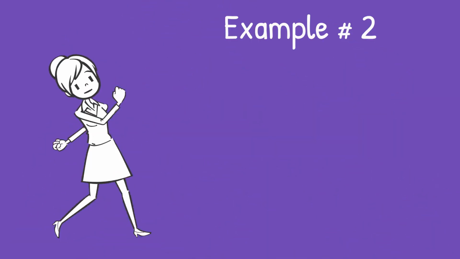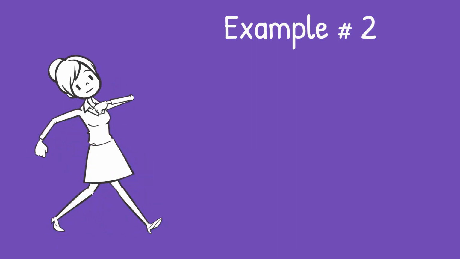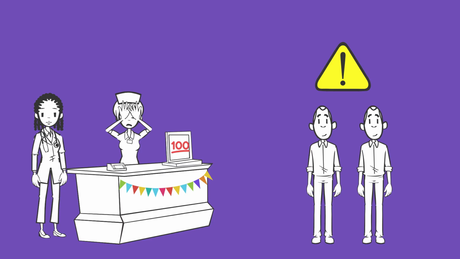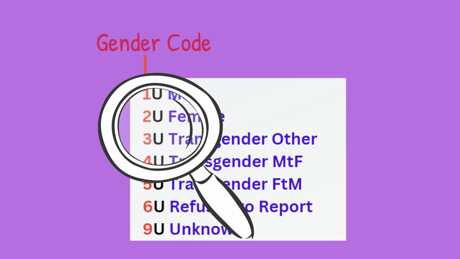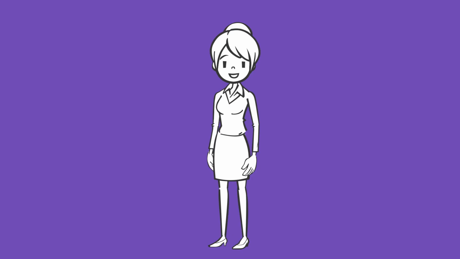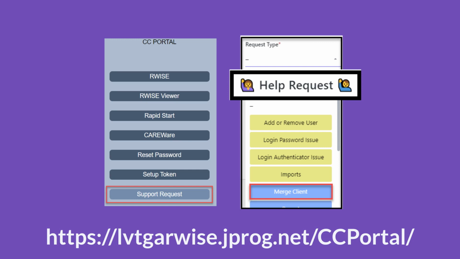Congratulations! Now you know how to search for a client in the system, add a client to your domain, how to avoid creating a duplicate client, and how to read a URN. If you accidentally duplicate a client, please contact Triumph immediately by submitting a support request using the link below.